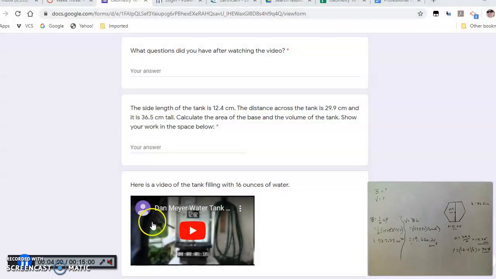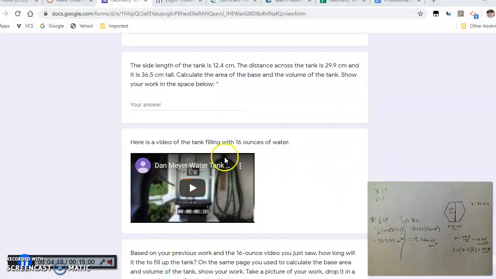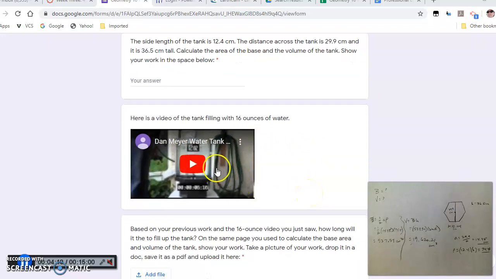If you take a look at what was asked of you next, so a video of the tank filling with 16 ounces of water, right? So if there's 16 ounces in that amount of time, how long will it take to fill up the entire tank? Well, you've got a volume, and it's in cubic centimeters, and this was given in terms of ounces. So you'll have to convert over how many ounces does that tank hold if you know the cubic centimeters, and then you should be able to come up with the time from there.